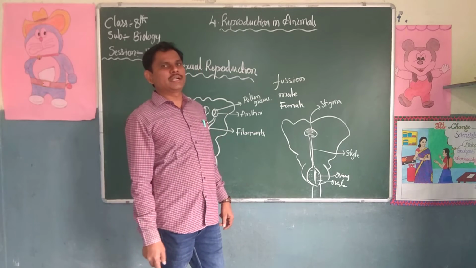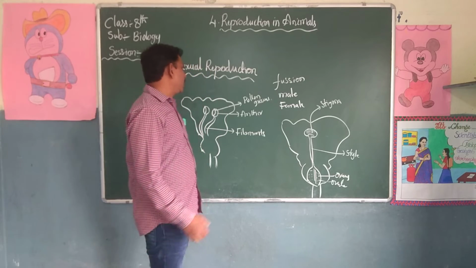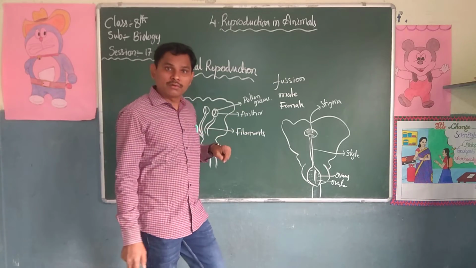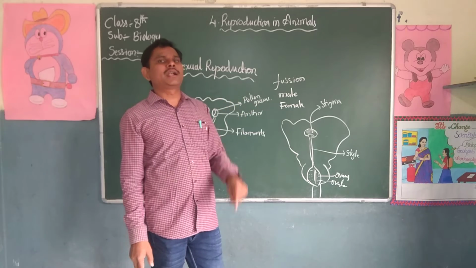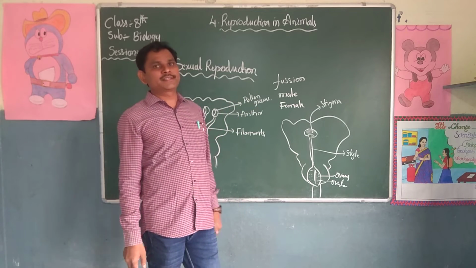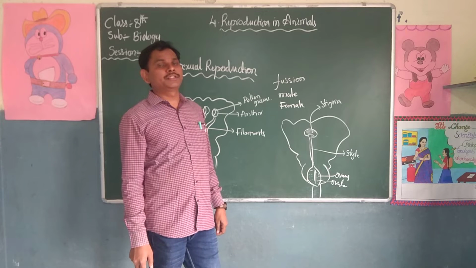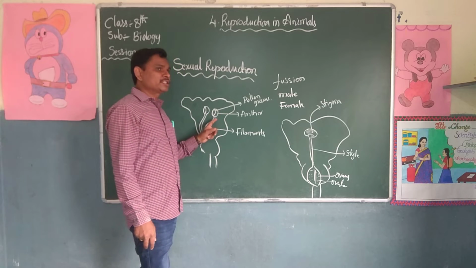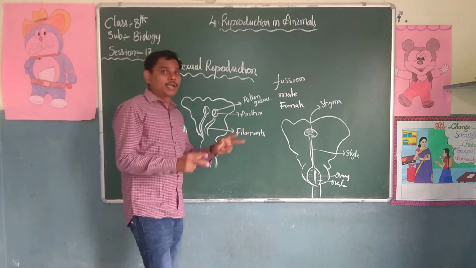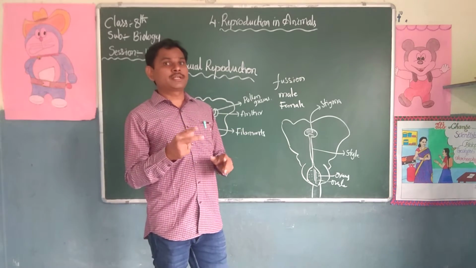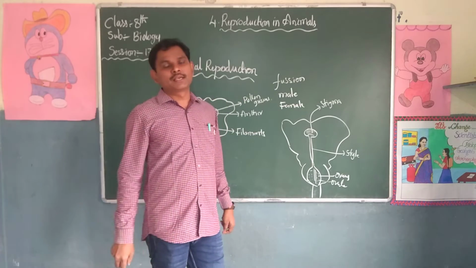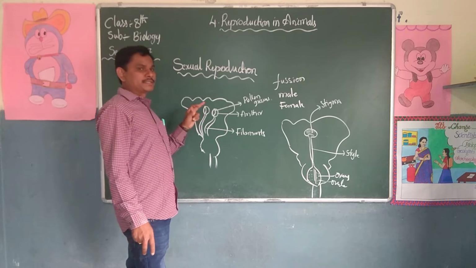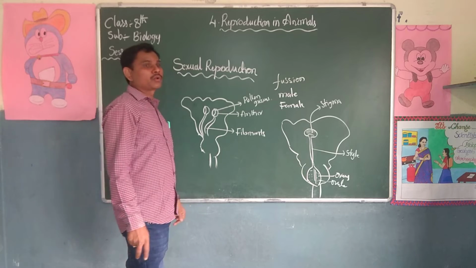What is self-pollination and what is cross-pollination? If the pollen grains are transferred from the anther to the stigma in the same flower, it is called self-pollination. I think you already learned in 7th class about pollination. What is cross-pollination? If the pollen grains are transferred from the anther to the stigma of a different flower of a different plant of the same species, it is called cross-pollination. So this is about pollination, self-pollination and cross-pollination.